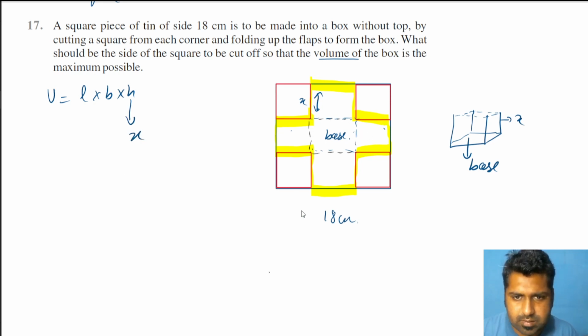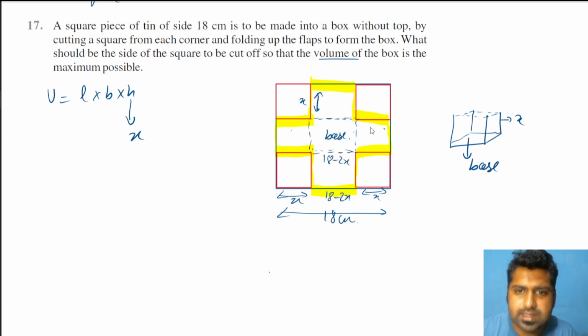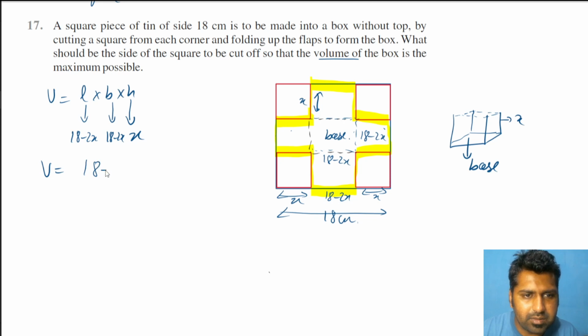This side is completely 18. This is x, and this is x. So that means this is 18 minus 2x. That means this is also 18 minus 2x. The same thing happens here also, 18 minus 2x. So the base itself is a square of side 18 minus 2x. The length of the base is 18 minus 2x, and the breadth is also 18 minus 2x. So I can say volume is (18 minus 2x) whole square into x. This is clearly a function of x. Let's call this f(x), and we have to maximize this.